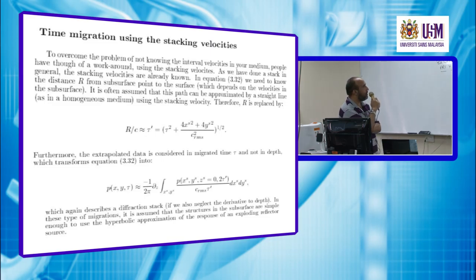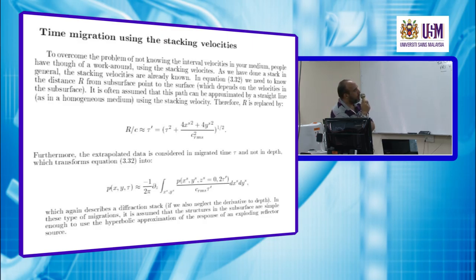It's called interval velocity. So to overcome the problem of not knowing the interval velocity in your medium, people have thought of a workaround. All our science work is to work around. So we have an obstacle, we cannot cross this obstacle, we move around this obstacle by some assumption. The workaround here is to use stacking velocities. As we have done in a stack, in general, the stacking velocities are already known. At this point, we have done stacking, so we know the stacking velocity. So we are going to use the stacking velocity.